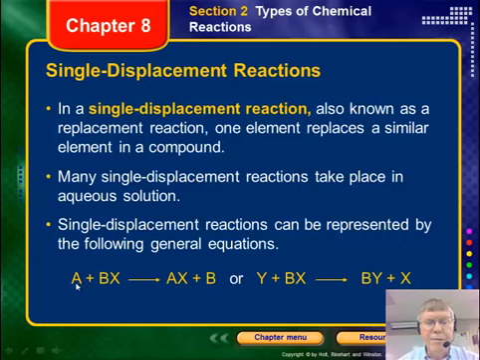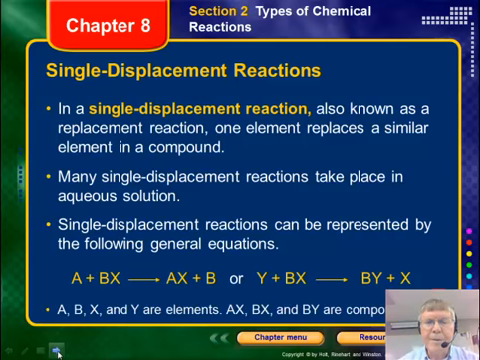And this includes, for example, as I mentioned earlier, the ammonium ion, which is considered a metallic ion. So you could have NH4 here, and that might be replaced by a more active metal. But metal replaces metal, non-metal replaces non-metal. That's extremely important. Don't forget that. Here you see that A and B are metals, X and Y are non-metals, AX, BX, and BY would be compounds.